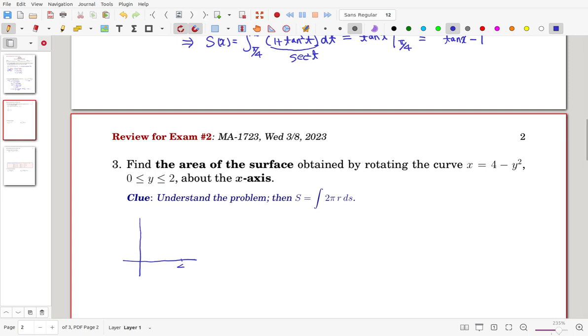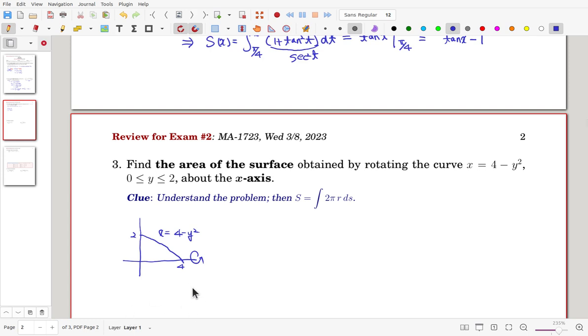That is x is 4. And once x equals 0, then y must be 2. Okay, so the curve is given in this way. So that is now x equals 4 minus y squared. The curve is rotated about the x-axis, and the surface will be made. Now we want to find the surface area.